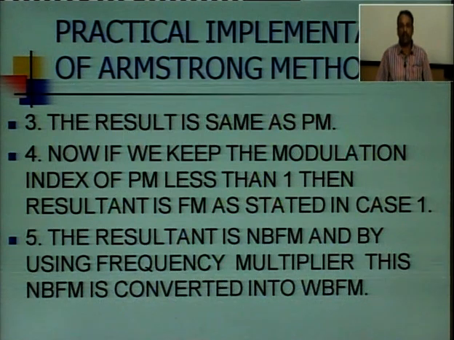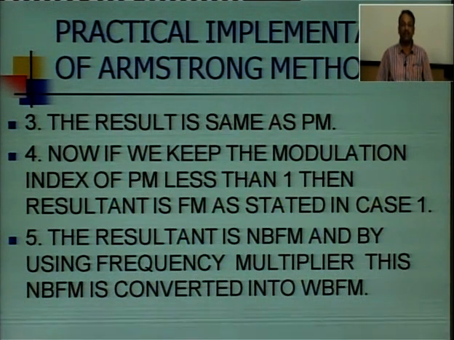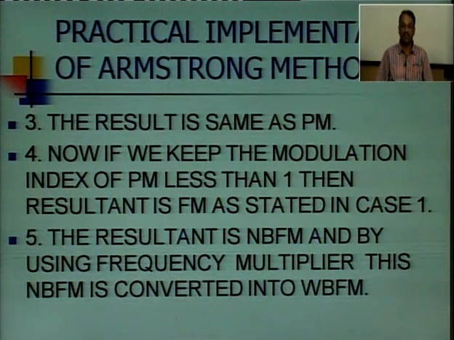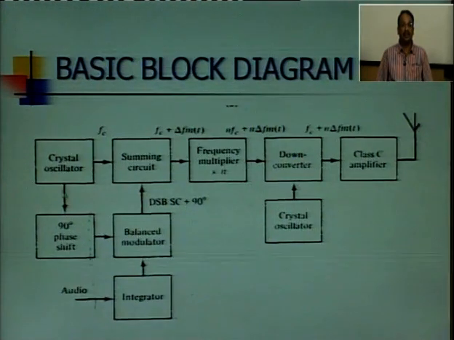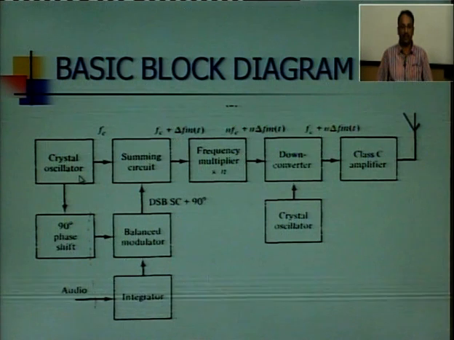Now, if we keep the modulation index of PM less than 1, the resultant is FM as stated in case 1. The resultant is narrow band FM, and by using a frequency multiplier, this narrow band FM is converted into wide band FM. This is again a block diagram of this Armstrong method. This is crystal oscillator, we get a carrier from here.